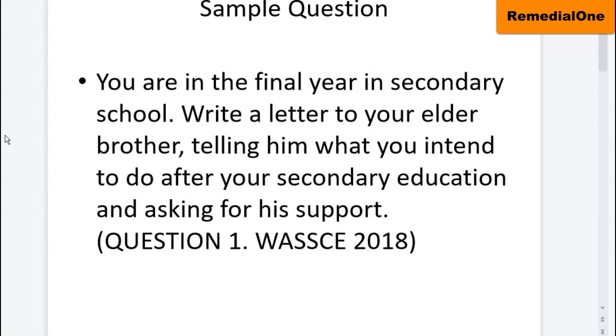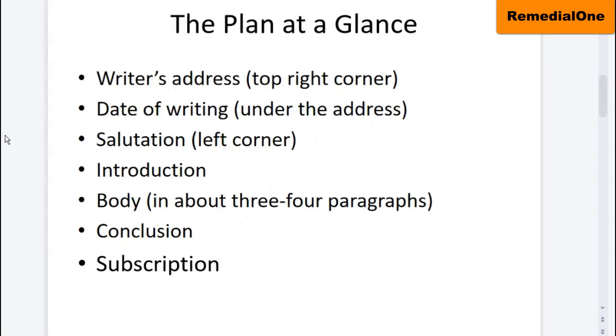Now that that is established, let's look at the essay plan at a glance. You need your address, which should appear on the top right corner of the sheet. This should be followed by the date of writing and should appear directly under the address. What follows is the salutation at the left corner, written on the line after the date. Once you do this, you're ready for your introductory paragraph.